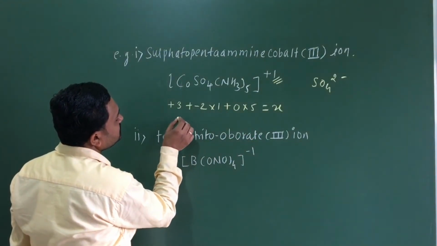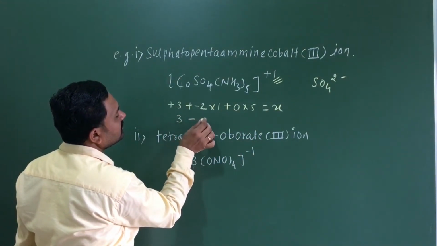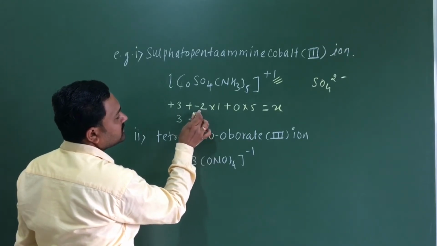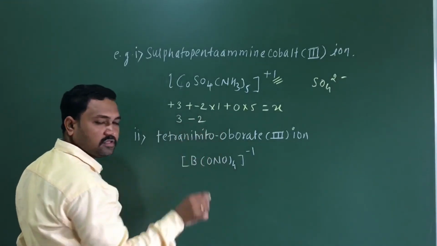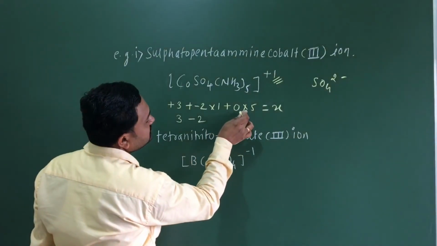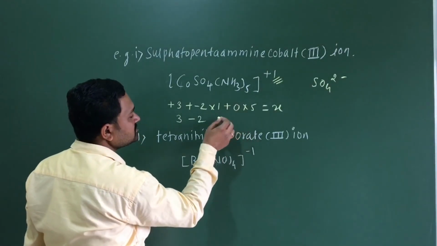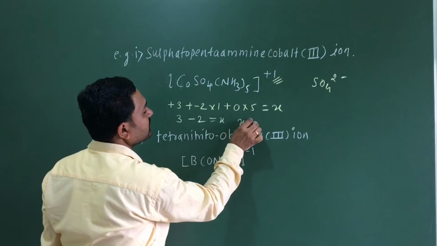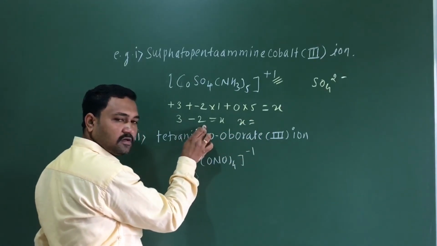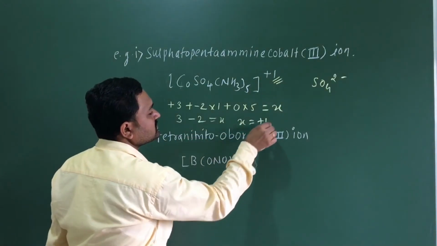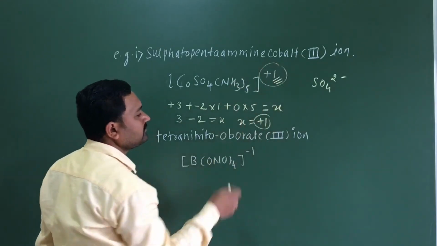So again do the simple mathematical calculation: 3 plus -2 into 1, that will be -2, therefore 3 minus 2, and 0 into 5, the whole term will be 0, equals x, therefore x will be equal to 3 minus 2, which equals +1. So this is +1 and +1.